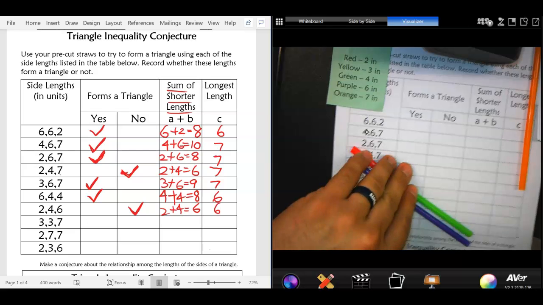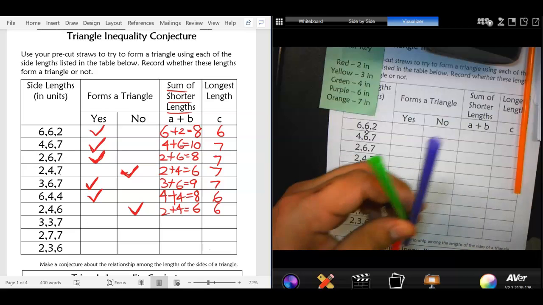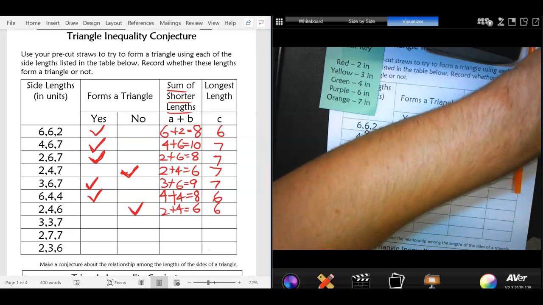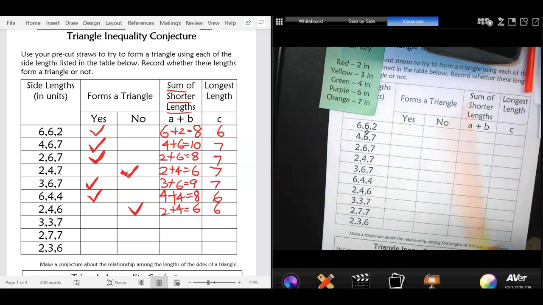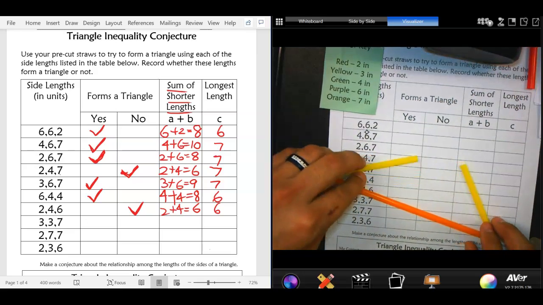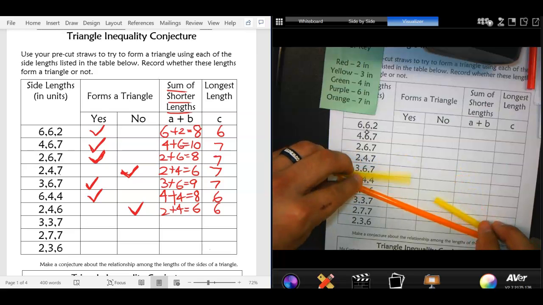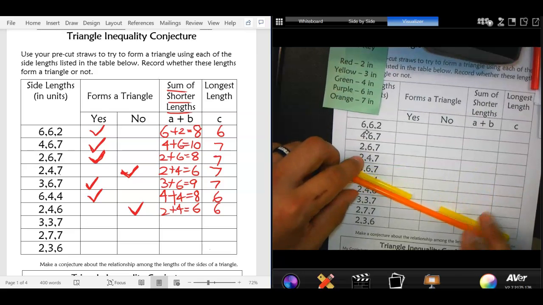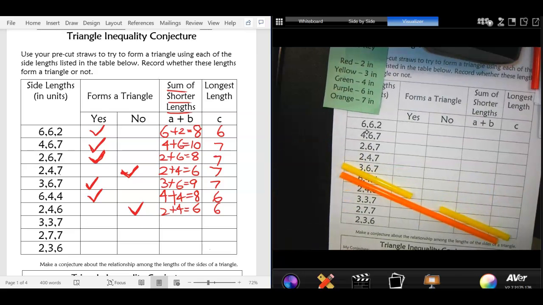All right, these last three we'll do a little quicker here. 3, 3, and 7. That's going to be yellow, yellow, orange. Let me grab that. If you see right there, they don't connect, not even if you flatten them out. In fact, there's a big old space there. That's no. The smaller numbers are 3 plus 3, which is 6. The biggest side is 7.